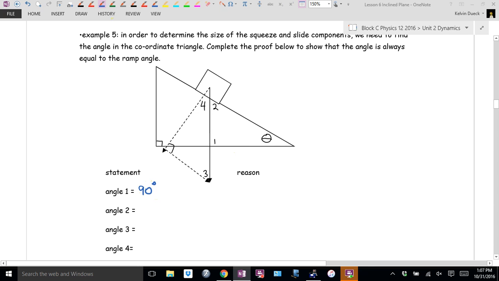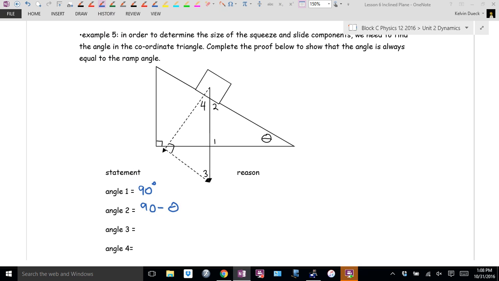What does every triangle add to? 180. So if this is 90, what's left for these two? Also 90. So if this is 30, how big is this one? 60. If this is 40, how big is this one? If this is 70, how big is this one? If this is theta, how big is this one? Angle 2 is whatever 90 degrees minus theta ends up being. If theta is 30, 60. If theta is 45, 45. If theta is 60, 30. But they have to add to 90.